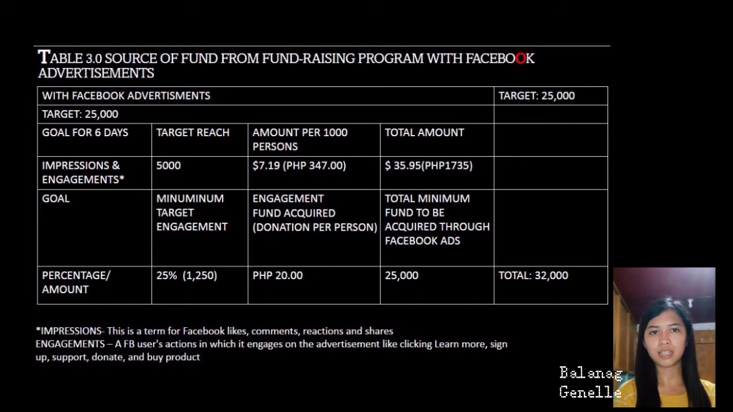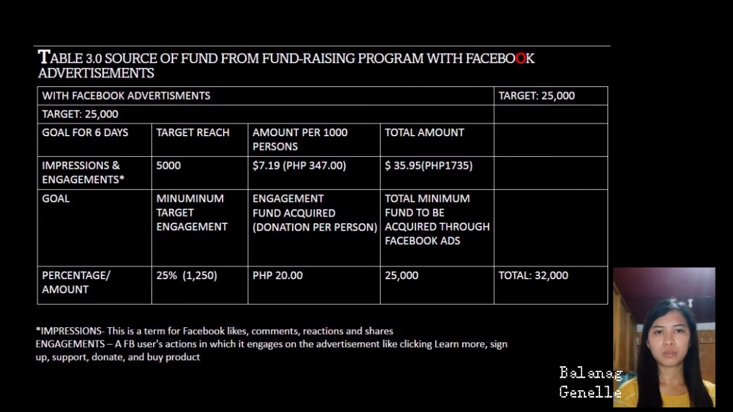A single ad generating impressions and engagements will be posted on Facebook for 6 days with a target reach of 5,000, amounting to 347 pesos per 1,000 reach, which has a total of 1,375 pesos per 5,000 reach. Impressions is a term for Facebook likes, comments, reactions, and shares, while engagements are FB users' actions in which they engage in the advertisement, like clicking an ad, clicking learn more, sign up, support, donate, and or buying a product.